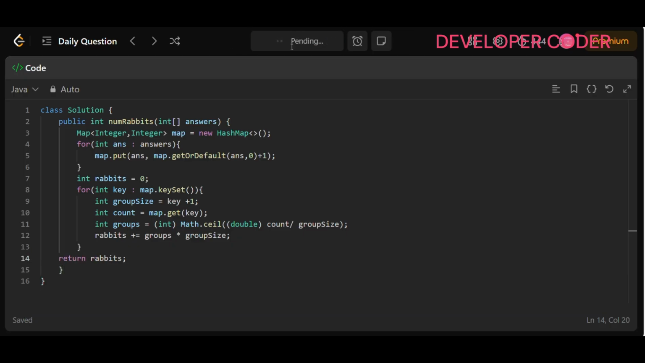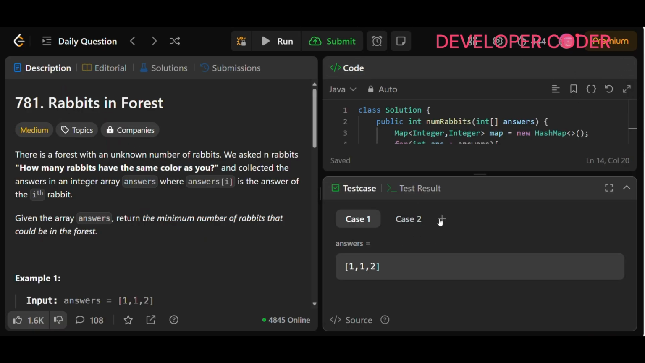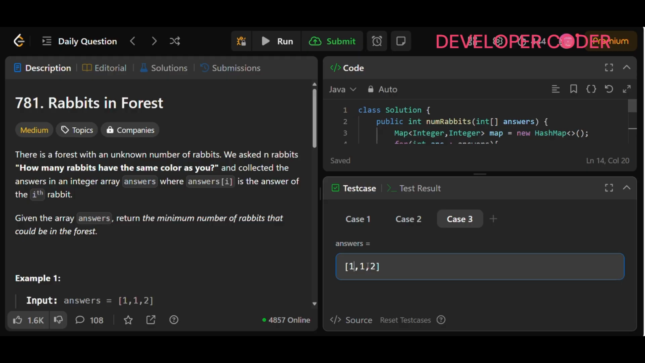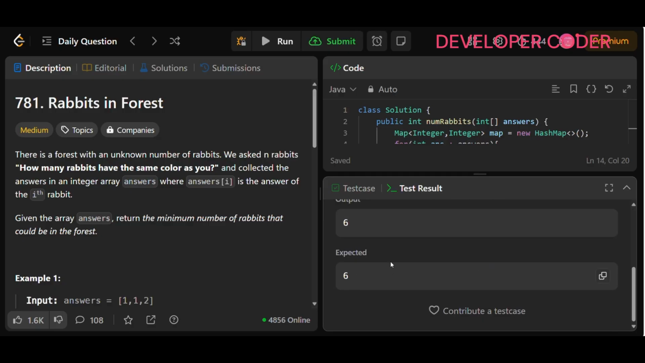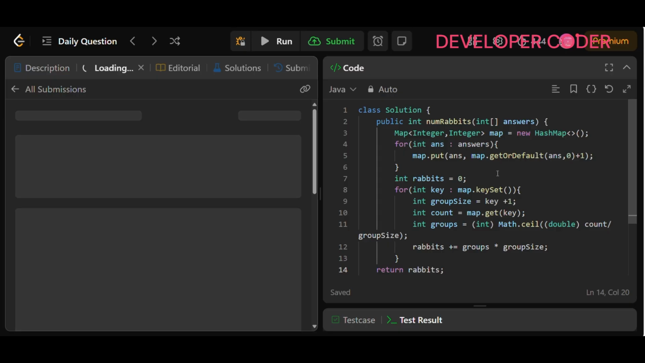Now let's run the code and see if there are any issues. We'll try to fix that. So the test cases have been accepted, right? If you want to create one more test case, let's say 0 0 and then 1, 1, 1. The output will be 6 for this, right? So let's see this, 6. Now it's submitted, and the time complexity for this problem is going to be O(n) only, right?